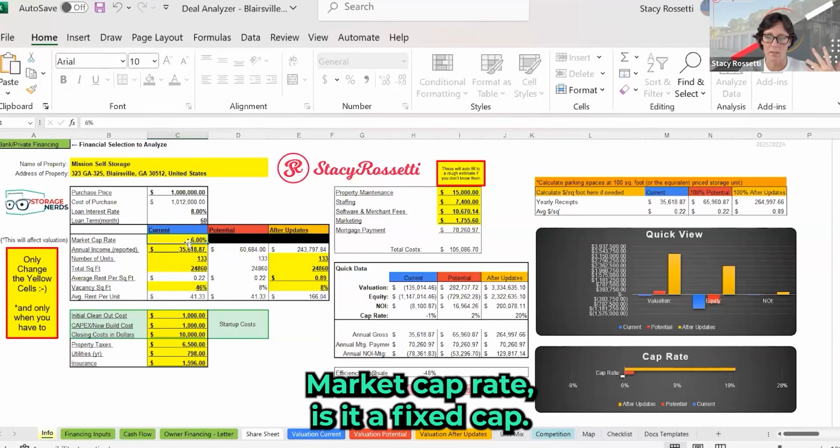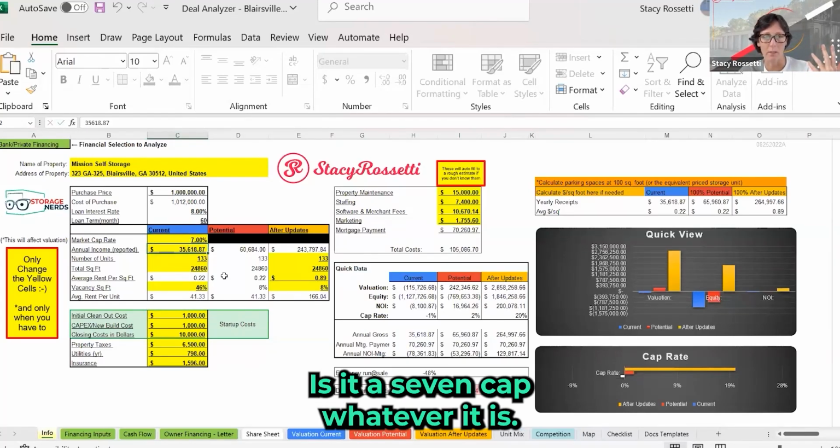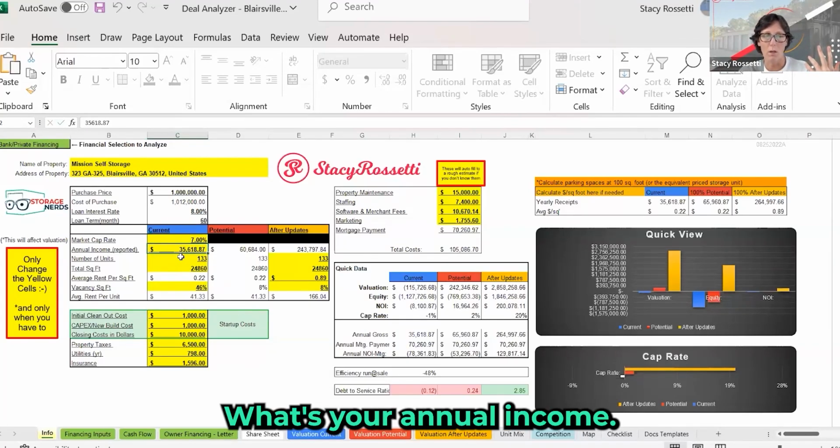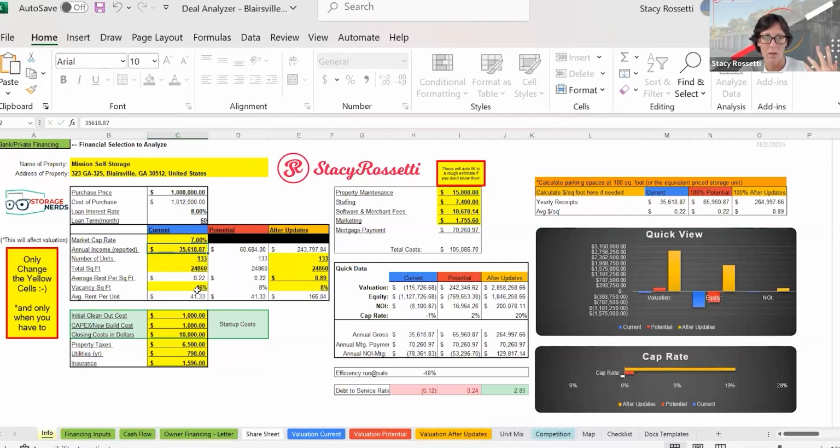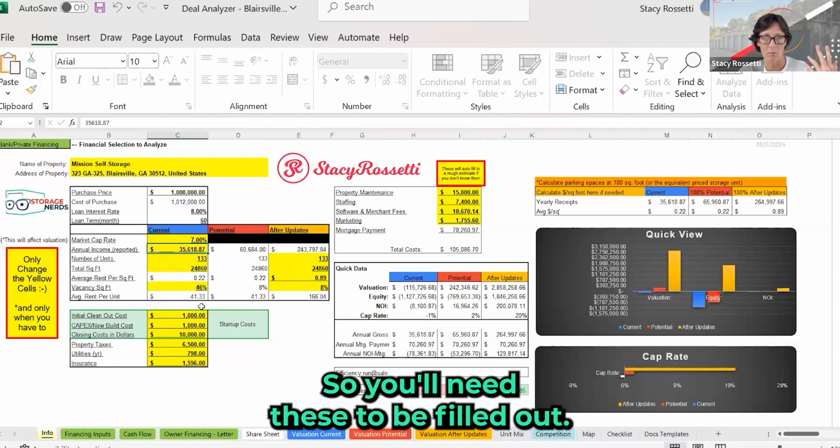Market cap rate? Is it a 6 cap? Is it a 7 cap? Whatever it is, okay? What's your annual income? What is it making? How many units? What's the total square footage? And what's the vacancy rate? Okay, so you'll need these to be filled out.